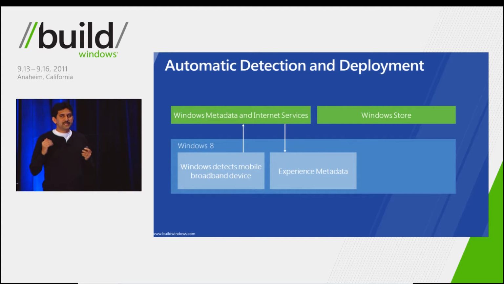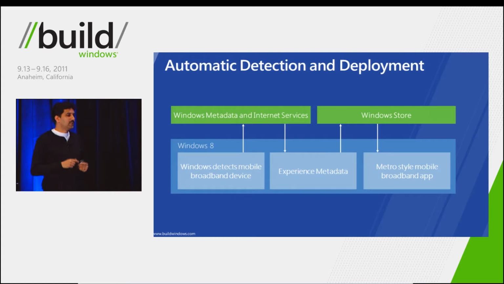Within this experience metadata, we have an application ID for your Metro style app. We'll use that experience metadata, go to Windows Store, and download your Metro style mobile broadband app. This way, whenever mobile broadband hardware is plugged into Windows, Windows has your custom experience as well as your differentiated app. And you don't have to maintain or deploy this thing. This will happen automatically.